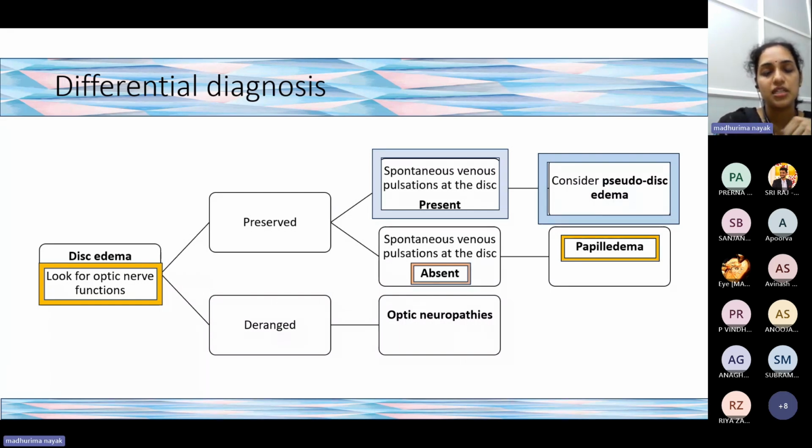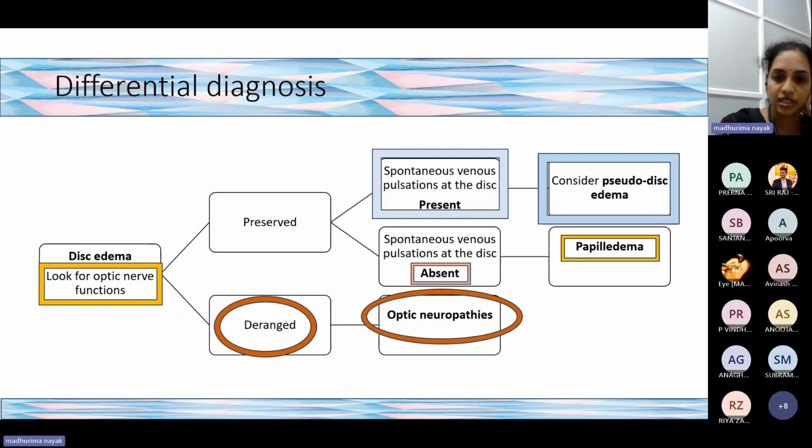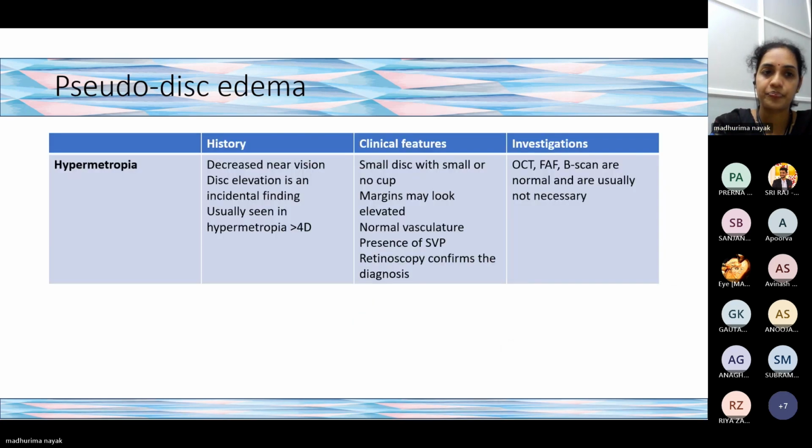Now, coming back to the optic nerve functions, if they were deranged to begin with, then don't think of anything. You're dealing with optic neuropathies. But there is a catch here. Sometimes papilledema can also present with visual loss. Okay, that might be due to associated macular edema, or if there is associated atrophy that has already set in due to high pressure. So, like in medicine, not everything is infallible. You have to again depend on more tests to ascertain your diagnosis.